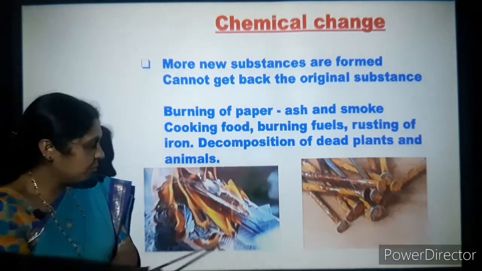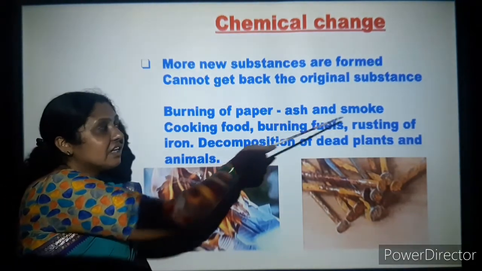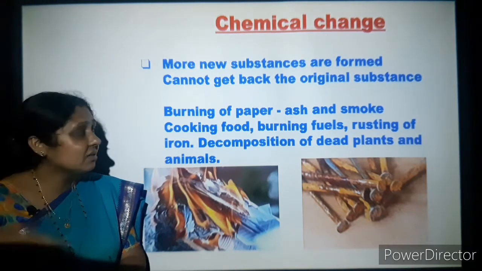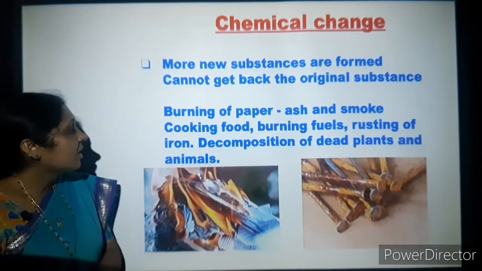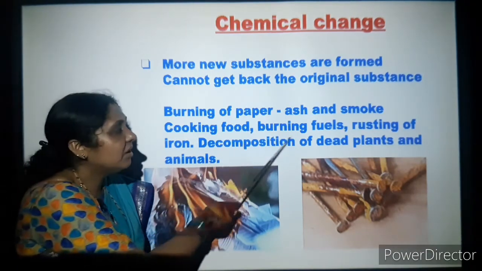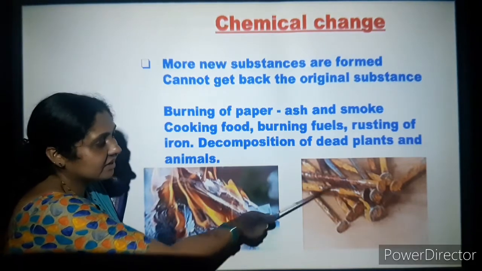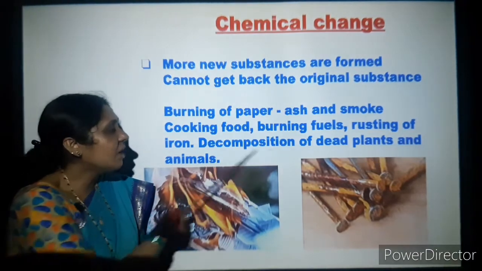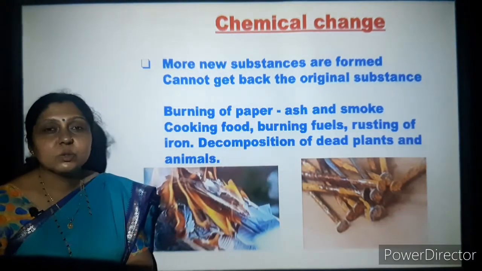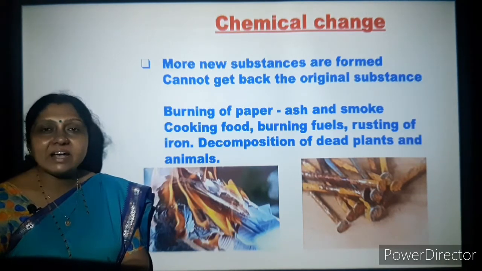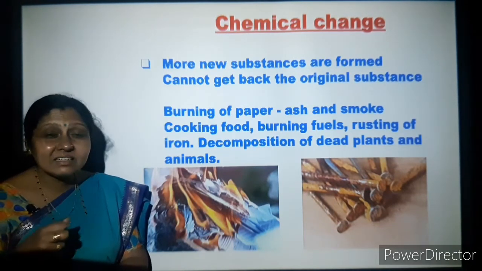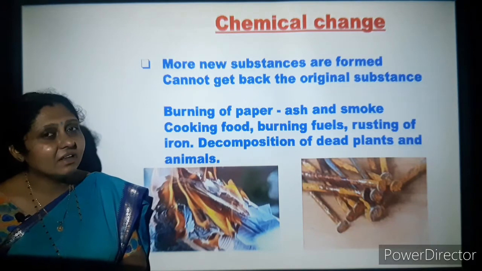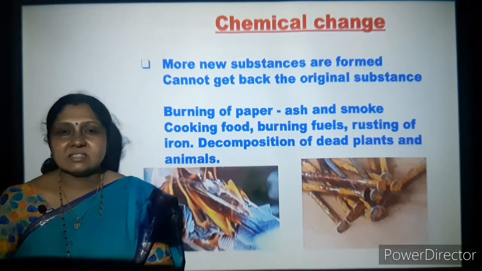Burning of paper. When you burn the paper, what do you get? You get ash and smoke. When you are burning, the smoke comes out of that. So, that is one chemical change, and then the ash. Cooking food, then burning fuels, then rusting of iron. So, these are rusted nails. Then decomposition of dead plants and animals. When the plants or animals die, or human beings die, they start getting decomposed. So, that is also one chemical change you see in the environment or in our surroundings.